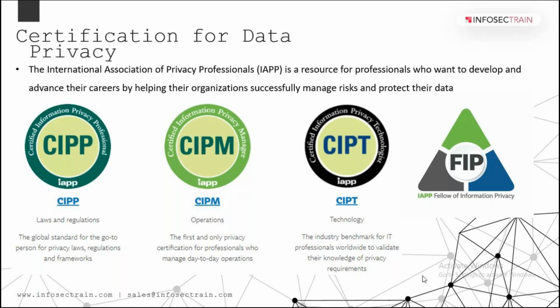And if you complete either of the two and show 5 years of experience, then you will be eligible to get the tag of FIP, which is Fellow of Information Privacy. Very few people in the world currently have this title. It's a very important title which uniquely sets you apart from any other competitor applying for any data privacy role. So that's a brief overview of the different data privacy certifications.